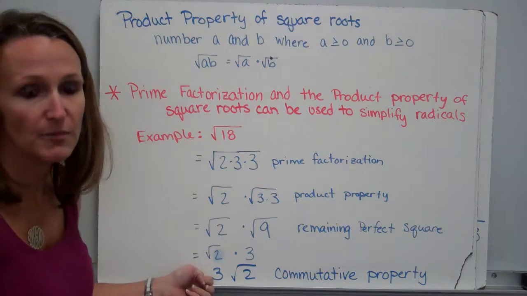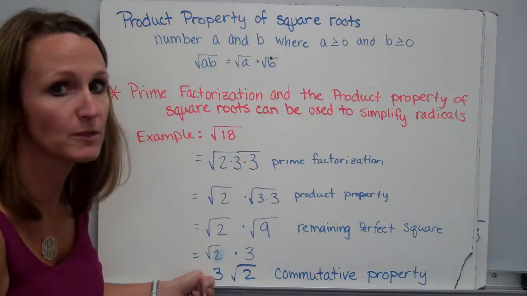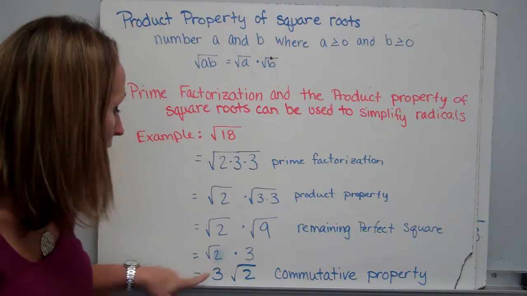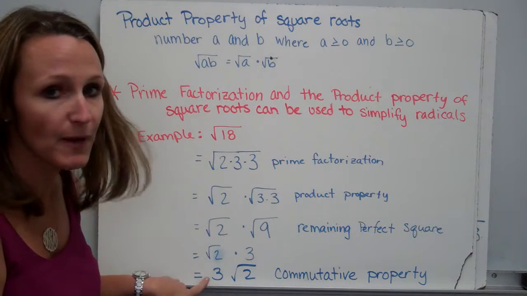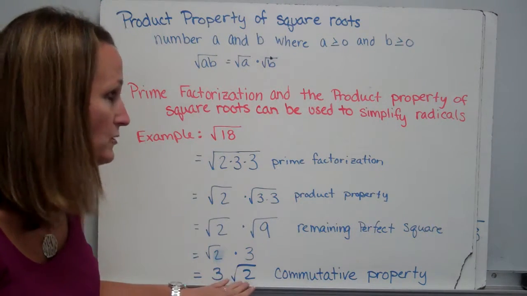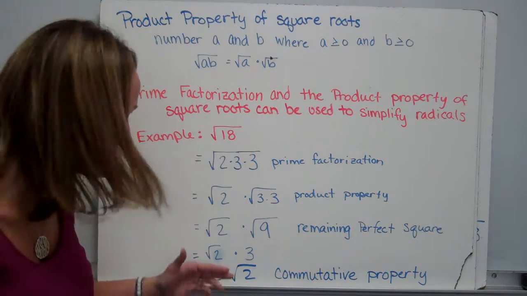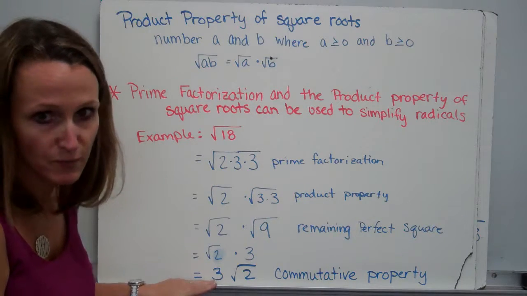Remember, the commutative property tells us that we can flip-flop multiplication. It also works for addition, but we're only doing it with multiplication today. I want to put my number without the radical in front every time. So I'm going to say 3 square roots of 2. So the square root of 18, when simplified, is equal to 3 square roots of 2.